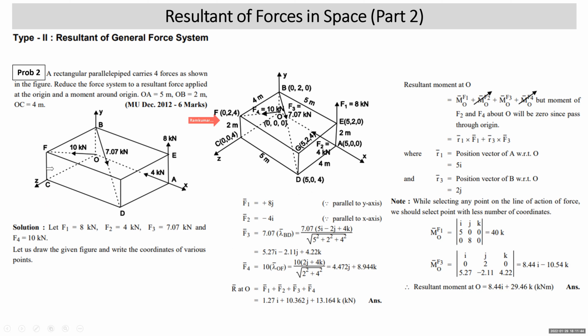Point F is lying in YZ plane. Any point lying in YZ plane will have x coordinate 0. So 0, height is 2 meters, and this is 4. So (0, 2, 4) will be the coordinates of point F.